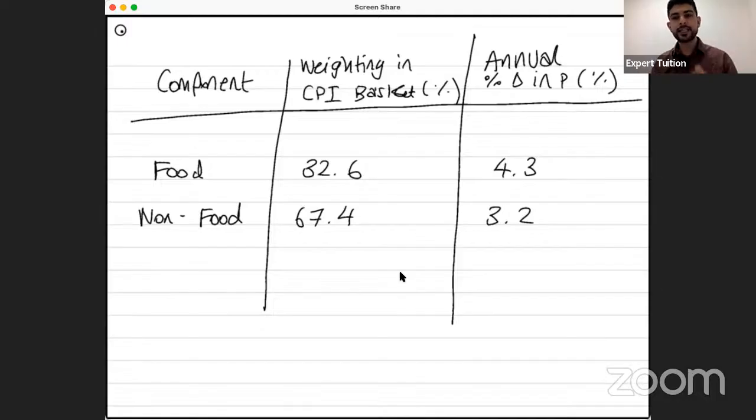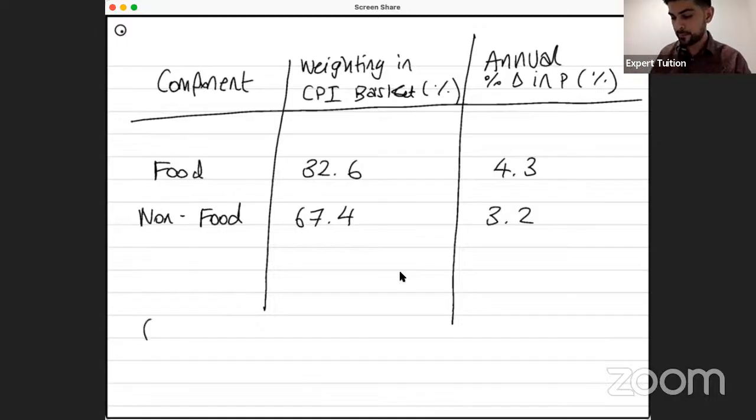What you need to understand is that food prices, in my example, have gone up by 4.3%. So if it was 100% of the weighting, that would just mean that inflation has gone up by 4.3%. True? But what it says to us is that food is only 32.6% of the weighting. In other words, I need only 32.6% of the number to be influenced by food prices. There is a very easy way of doing this, and the way you do it is this.